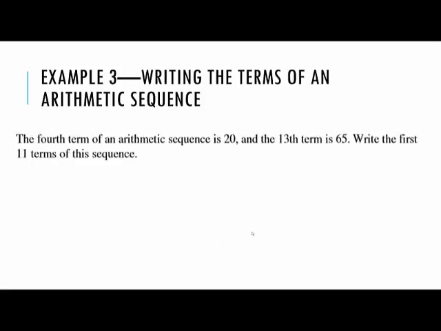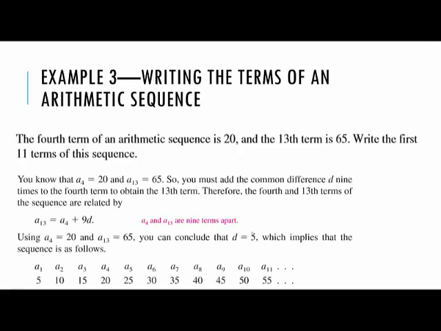The fourth term is 20. The 13th term is 65. Write the first 11 terms. Well, if the fourth term is 20 and the 13th term is 65, then you can find the common difference by noting that you add the difference 9 times to obtain the 13th term. Therefore, the fourth and 13th terms of the sequence are related by a sub 13 equals a sub 4 plus 9 times the difference. In other words, the fourth term and the 13th term are 9 terms apart. Therefore, the 13th term is just simply going to equal the fourth term plus 9 times the difference.